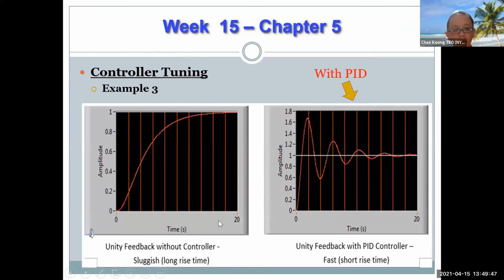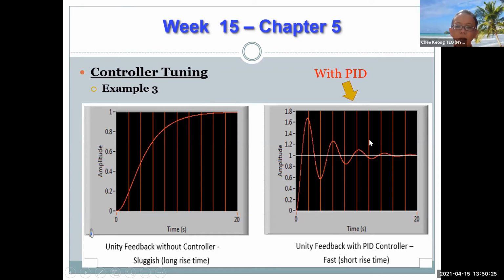As we can see, for the unity feedback without a controller, the rise time is not as fast as with a PID controller. This page shows the one without a controller. A system without a controller will rise slower. It's not modified and it's quite sluggish. In terms of rise time, it takes a very long time. From 0 to 100%, it takes about 18 seconds to get close to the final value.